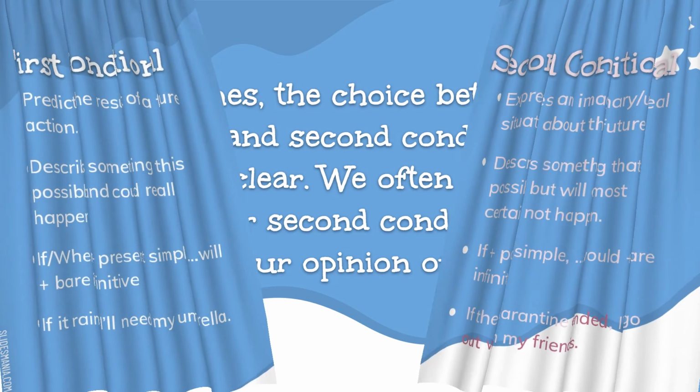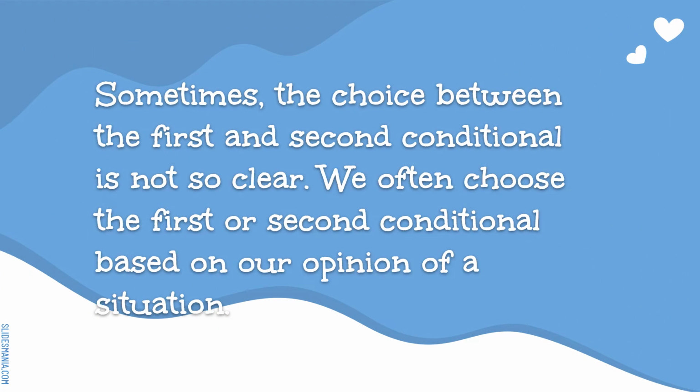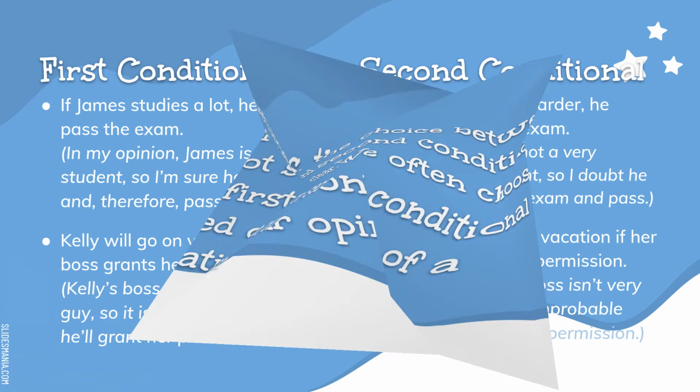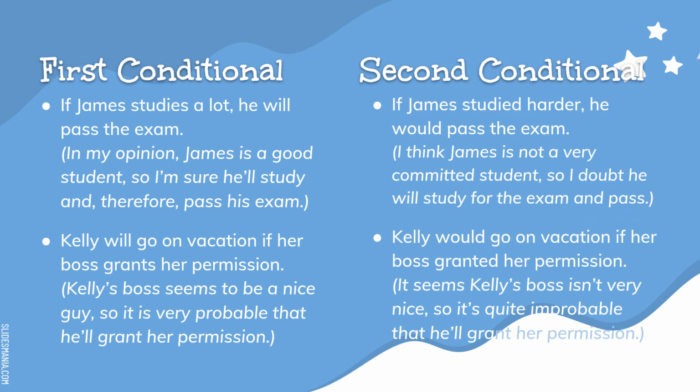Sometimes the choice between the first and second conditional is not so clear. We often choose the first or second conditional based on our opinion of a situation. In other words, if we feel something or someone can do something, then we'll choose the first conditional because we believe it's a real possibility. Let's take a look. In the first conditional, if I say, if James studies a lot, he will pass the exam. What am I saying? I am saying that in my opinion, James is a good student, that he is committed to his studies, so I am sure he'll study and therefore pass his exam.